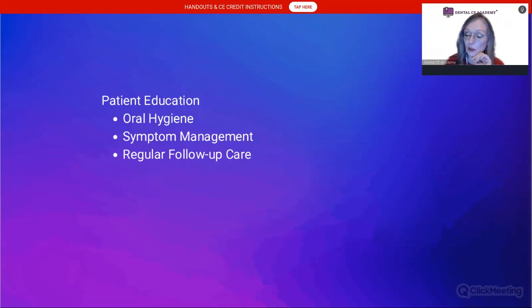So some of the antifungals, Alice, nystatin is one. They may be put on diflucan as well, which is systemic.